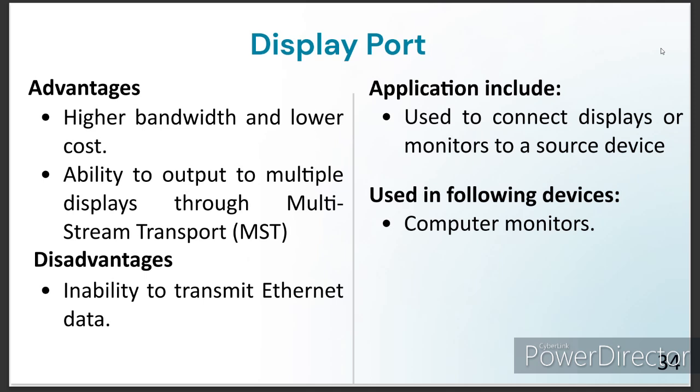Advantages. Higher bandwidth and lower cost. Ability to output to multiple displays through multi-stream transport. Disadvantages. Inability to transmit Ethernet data. Applications include used to connect devices or monitors to a source device. Used in the following devices: computer monitors.